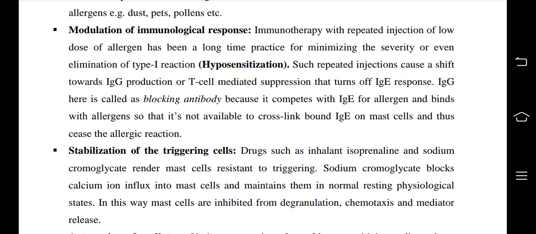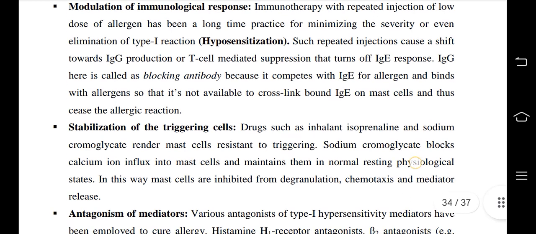Hyposensitization. Immunotherapy with repeated injection of a low dose of allergen has been a long-term practice. Such repeated injections cause a shift towards IgG production or T-cell mediated suppression that turns off the IgE response. IgG here is called a blocking antibody because it competes with IgE for allergen and binds with allergen so that it is not available to cross-link bound IgE on mast cells, and thus freezes the allergic reaction.